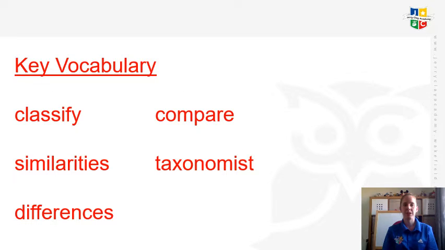Some of the key vocabulary that we are going to be looking at today, and you may be using in your activities, are the words classify, similarities, differences, compare and taxonomist. If there are any words there that you are not sure of, don't worry, I've highlighted them in red as we go through the lesson and we'll discuss them as we get to them.